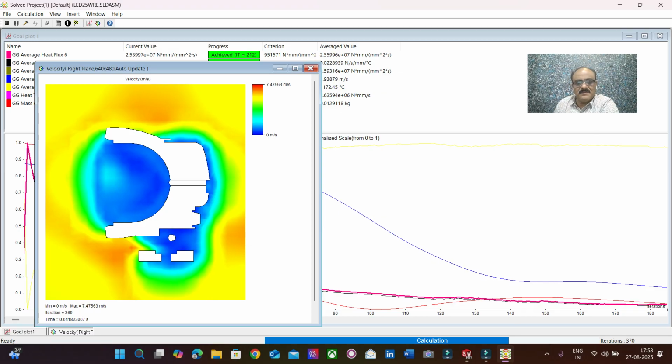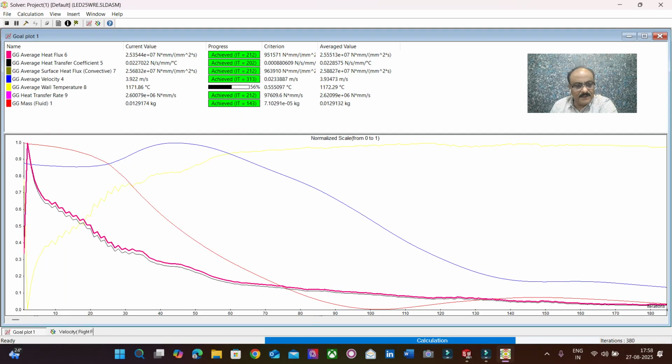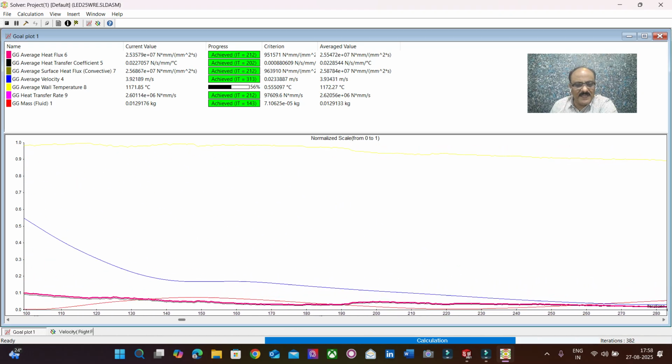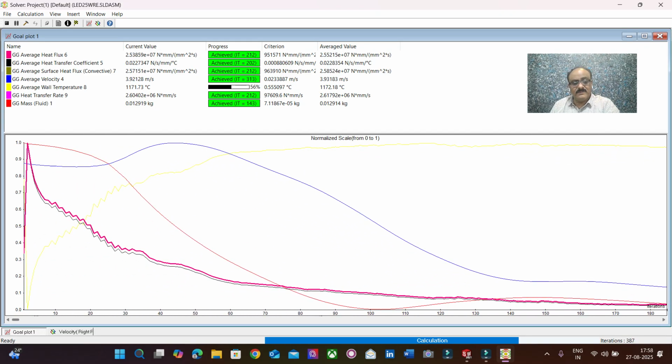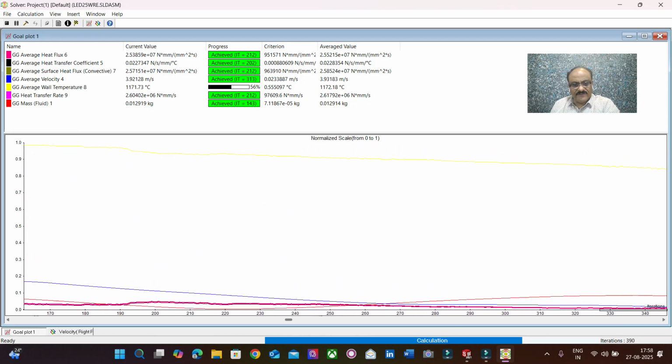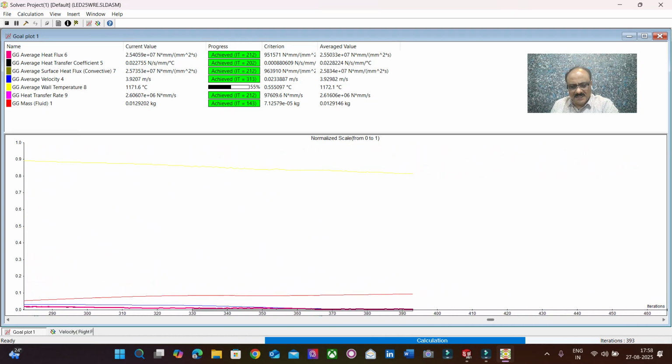Okay, so now once the computation process is completed, this is the goal plot. There should be a convergence scheme. It's starting from the higher range, and everything is coming down. You can see that the computation is still going on. It is trying to bring all the other areas, the heat flux, the heat transfer, the velocity, and the mass, to convergence. They have all converged, and now there is only one parameter still trying to converge, that is the temperature.